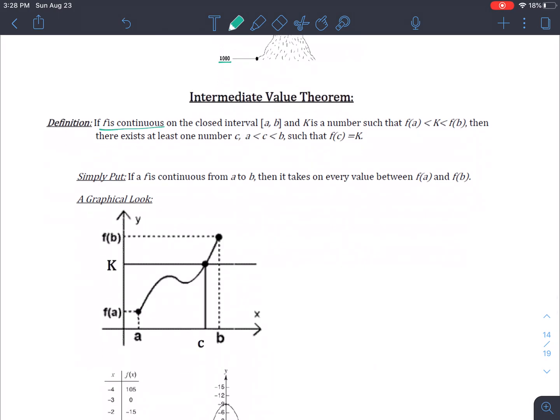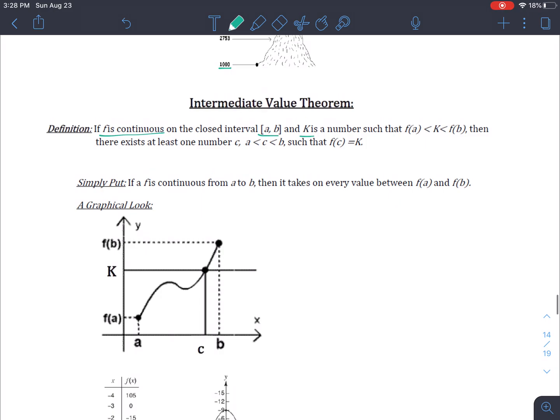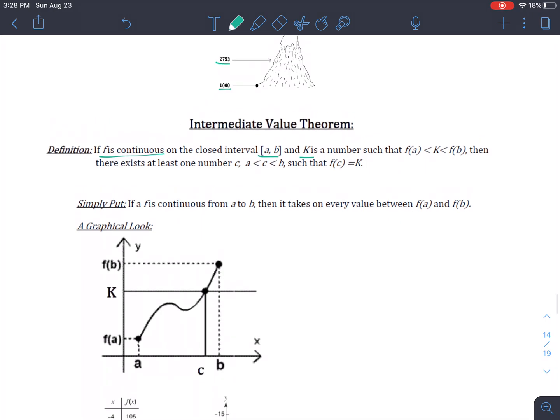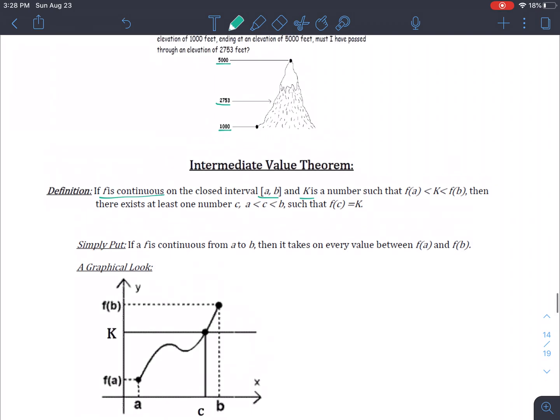So let's scan down here and talk about the calculus definition we're going to be using. If f is continuous, this is really important because we can't just talk about any old function. It has to specifically be continuous so that those values are guaranteed to exist on some closed interval of a to b. That's just x values. There's some number k, which in this case is like 2,753, that's between 1,000 and 5,000, or between those y values.